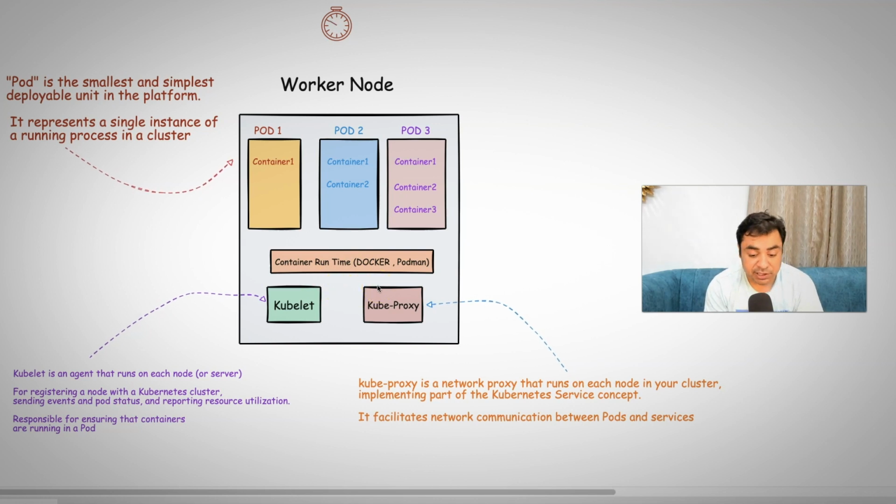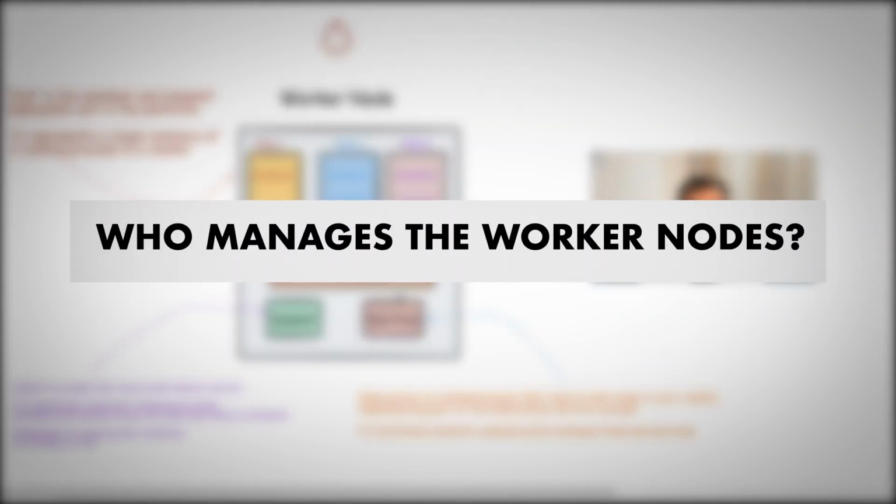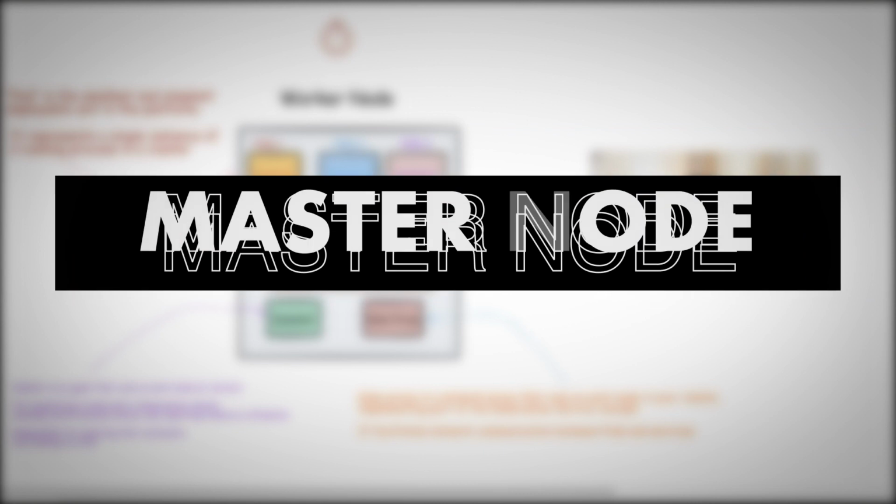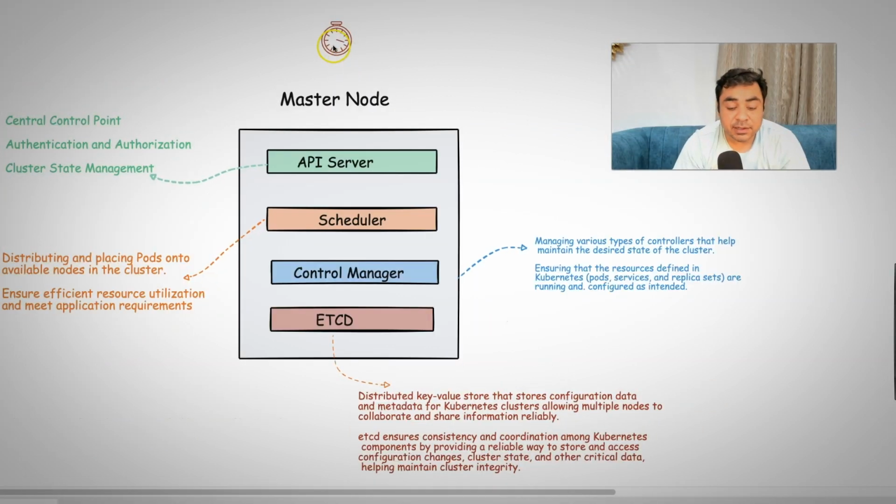But the bigger question is, who manages these worker nodes, so that they are always up and running? How will the Kubernetes cluster know which pod should be scheduled where, and which one should be dropped or restarted? How does the Kubernetes cluster know the resource requirement of each container app? Well, the answer lies in the concept of the master node. Let us try to understand the master node.